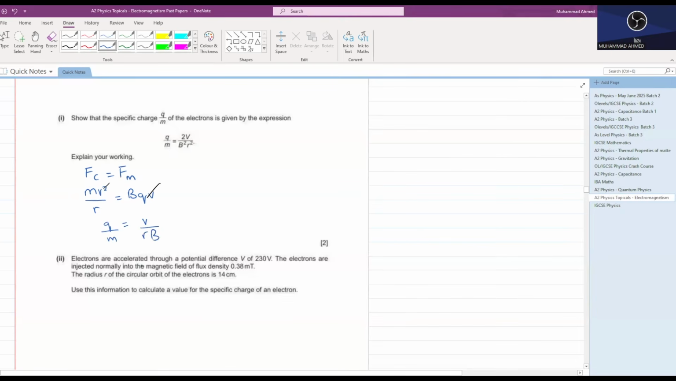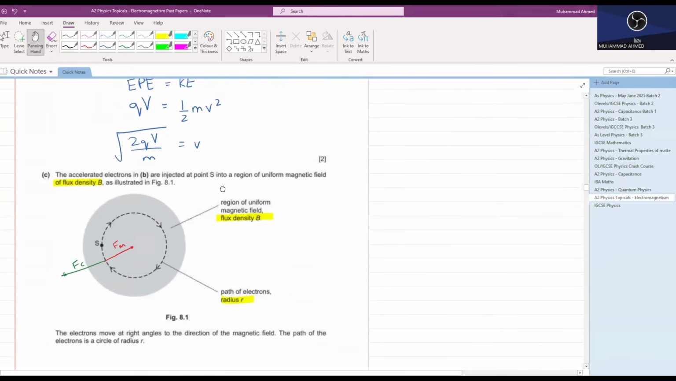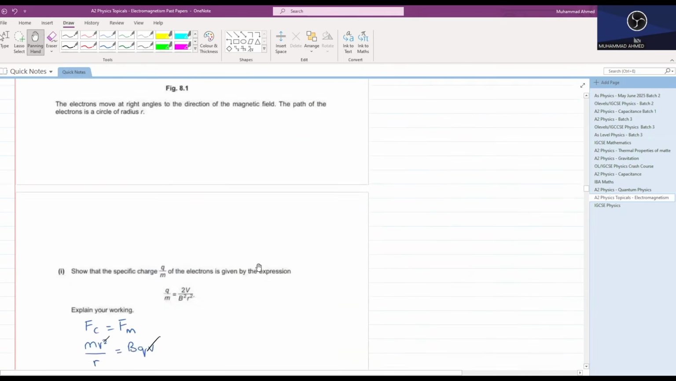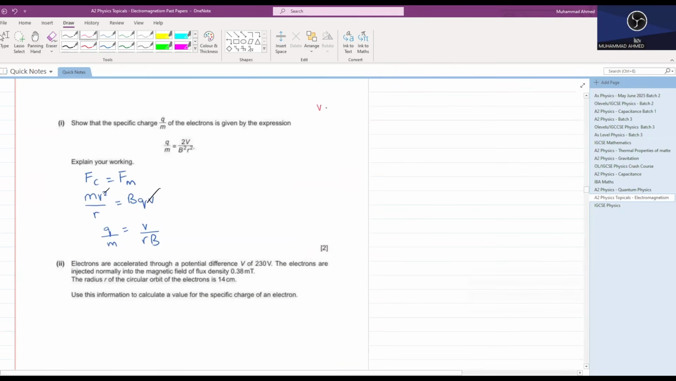Now you will notice a very strange thing here. In the final answer, you have your voltage or electric potential, and in your answer, you have velocity. What should we do here? Now we can recall the earlier part, and we know that velocity is equal to the square root of 2qV over m. Let's substitute it here. q over m is equal to the square root of 2qV over m, divided by rB.